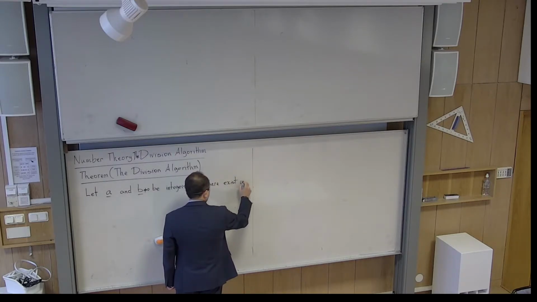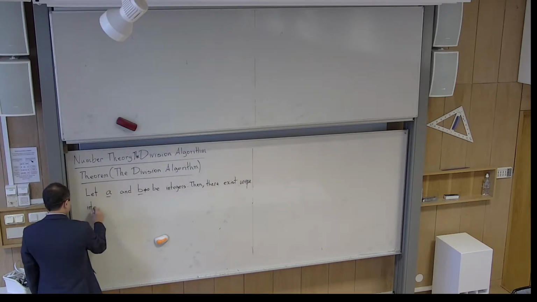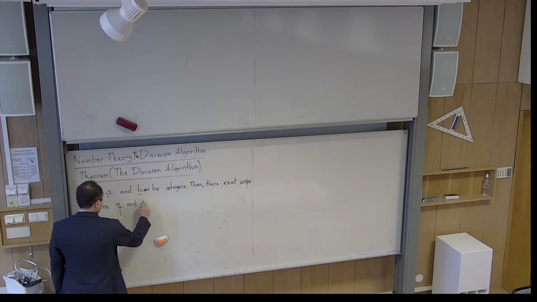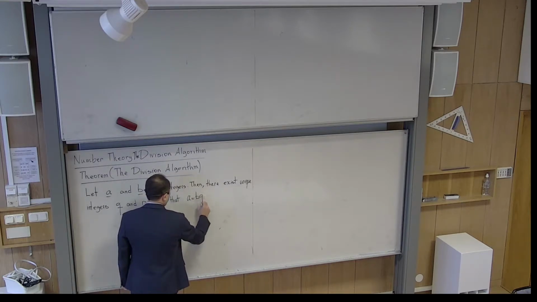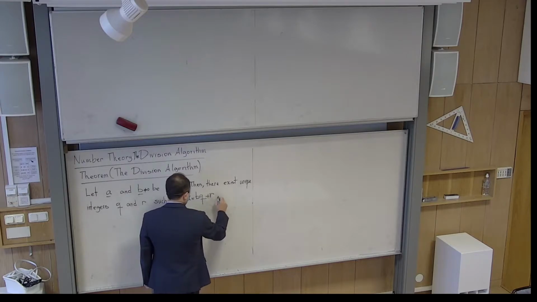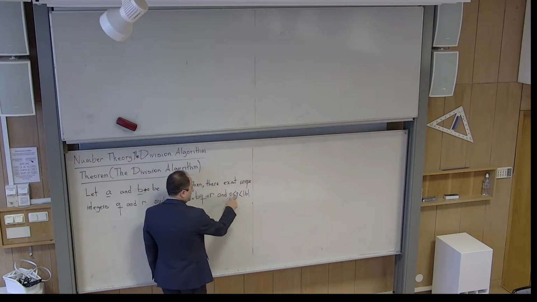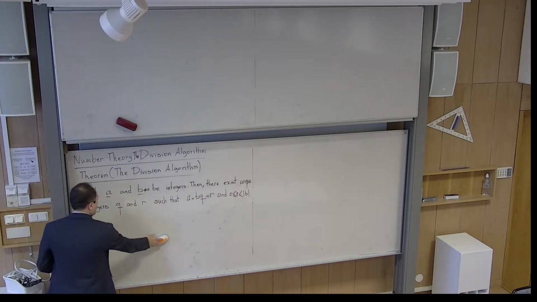unique integers. Let me write unique integers q and r such that a is equal to b times q plus r, and this is happening. r is greater than or equal to 0, and strictly smaller than the absolute value of b. So that's the content of the division algorithm.